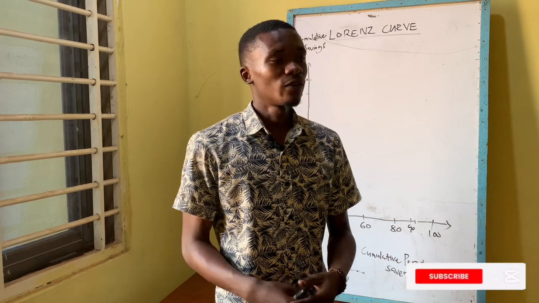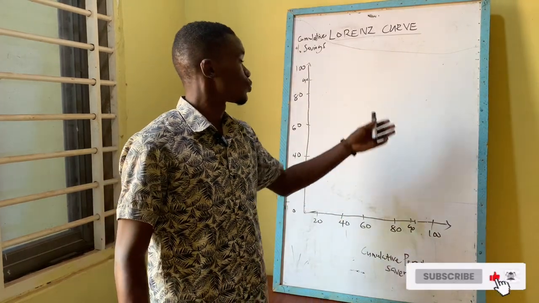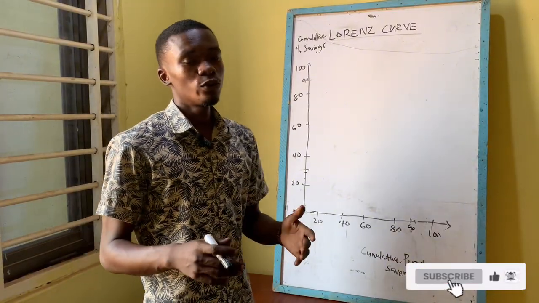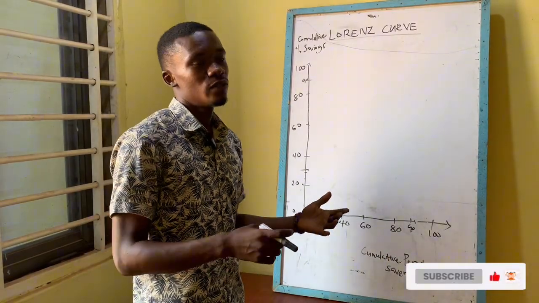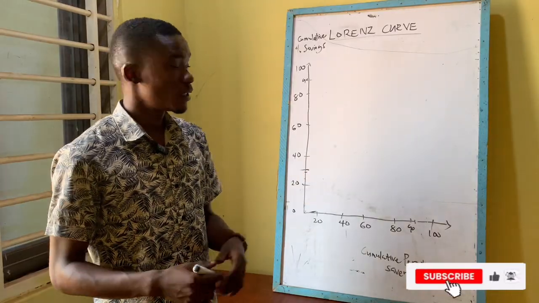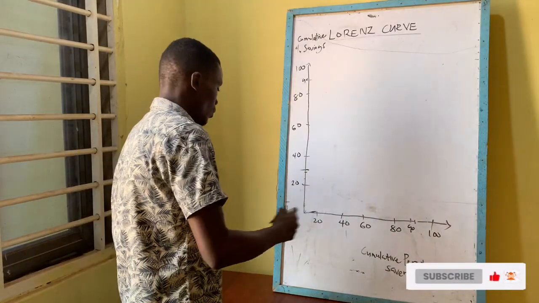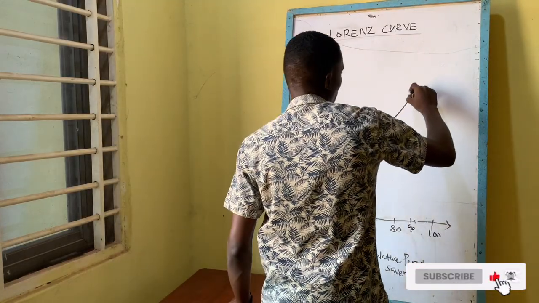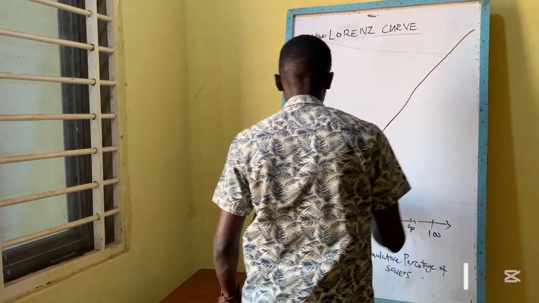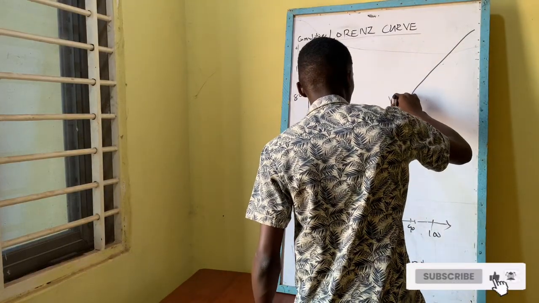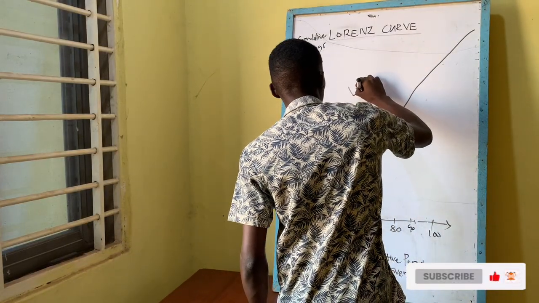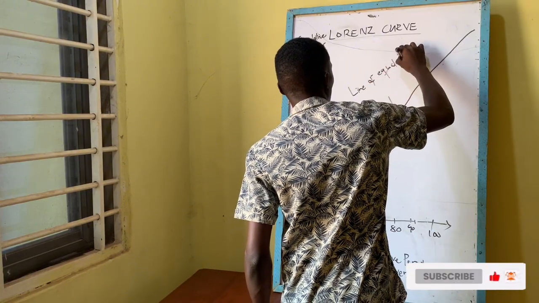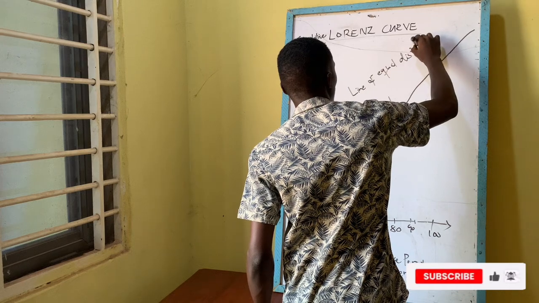So the first thing you have to draw when you are constructing your Lorenz curve is the line of equal distribution. And the line of equal distribution is a 45 degrees line from the x and the y axis, in between the x and the y axis here. So it's like this. It's a straight line passing in between the x and y axis. So when you are done, you indicate line of equal distribution.